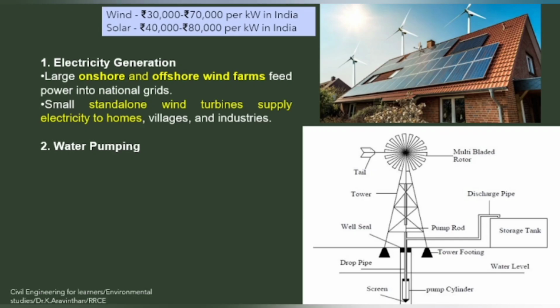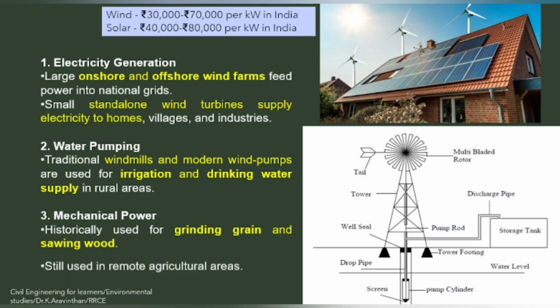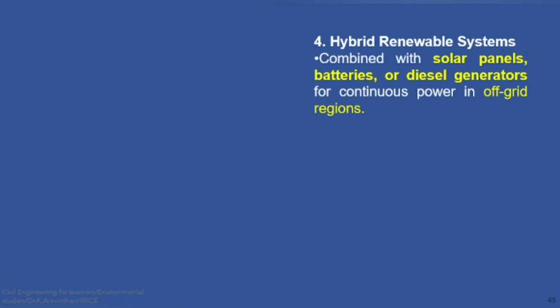Windmill is rotating, you can pump the groundwater and supply. That they used for irrigation purpose. And modern pumps. Next thing is mechanical power. For grinding purpose they are used in agriculture.